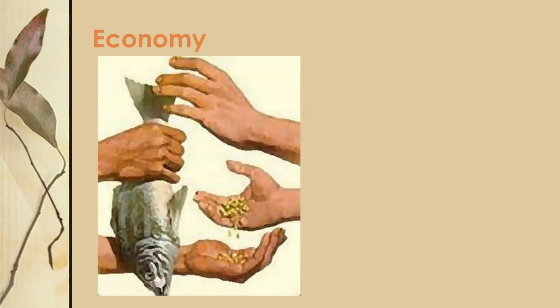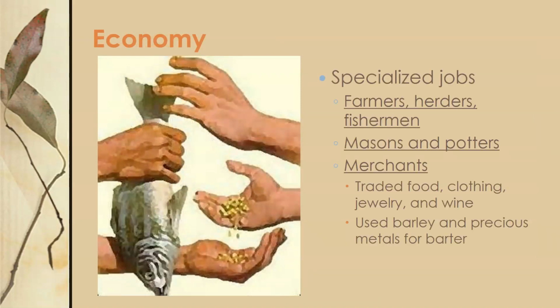Now let's look at the Mesopotamian economy. In Mesopotamia, there were specialized jobs. People could become farmers, herders, or fishermen. They could also become masons and potters, or even merchants. Merchants traded food, clothing, jewelry, and wine with other groups that were nearby. They used barley and precious metals for barter.